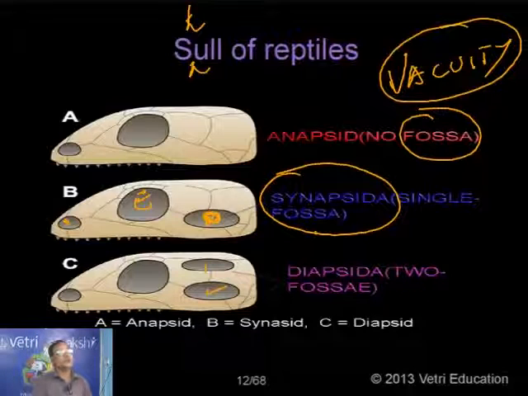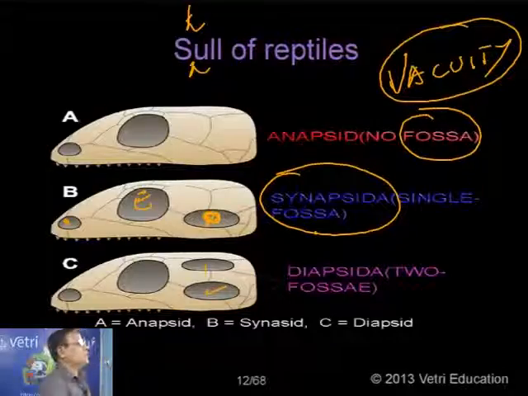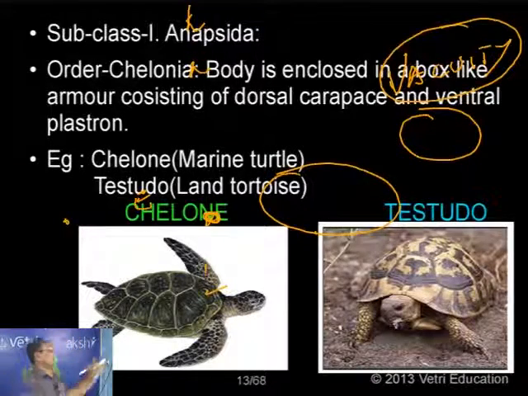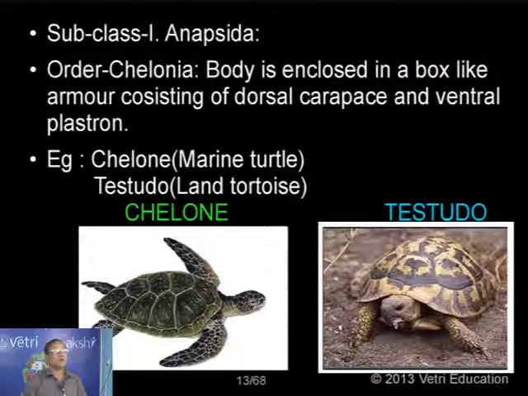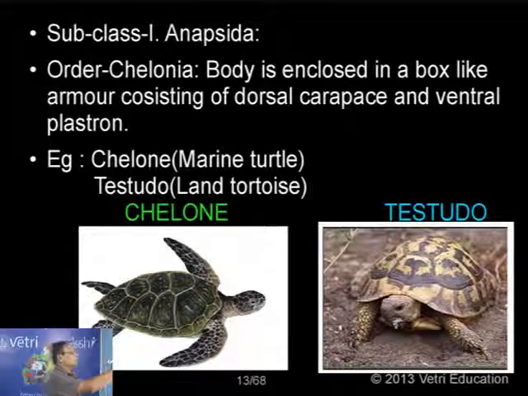Now let's proceed towards the different subclasses. Subclass 1, Anapsida, as I mentioned already, includes only one living order, the order Chelonia. You can see easily from the diagrams the turtles, tortoises and terrapins. I'll tell you what a terrapin means.